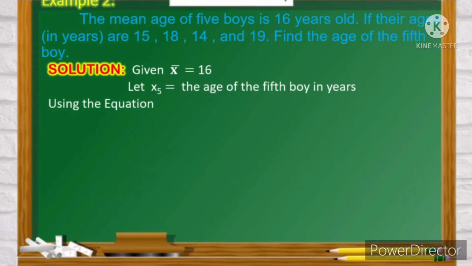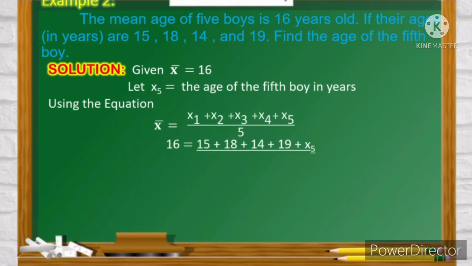Using the equation or the formula in computing the mean of ungrouped data and substituting the given that we have, we will get 16 is equal to 15 plus 18 plus 14 plus 19 plus x sub 5 all over 5 because we have 5 values. By using the multiplication property of equality, we will have 16 multiplied by 5 is equal to 66 plus x sub 5. 16 multiplied by 5 is equal to 80 is equal to 66 plus x sub 5.